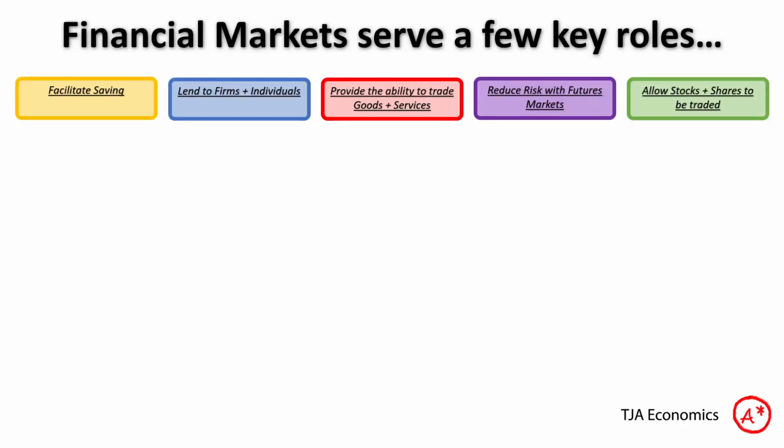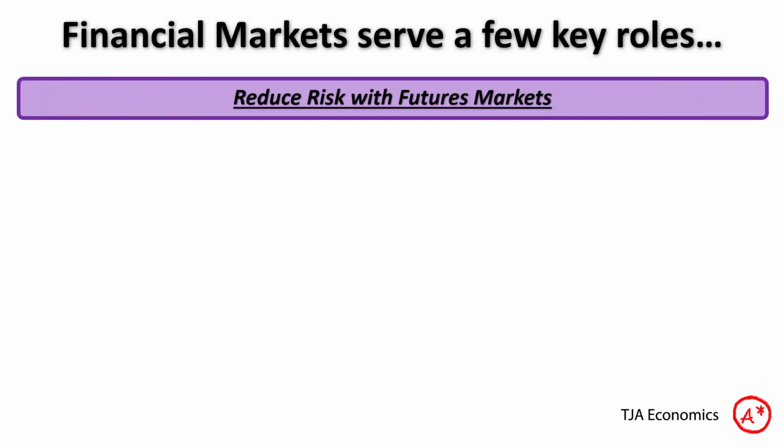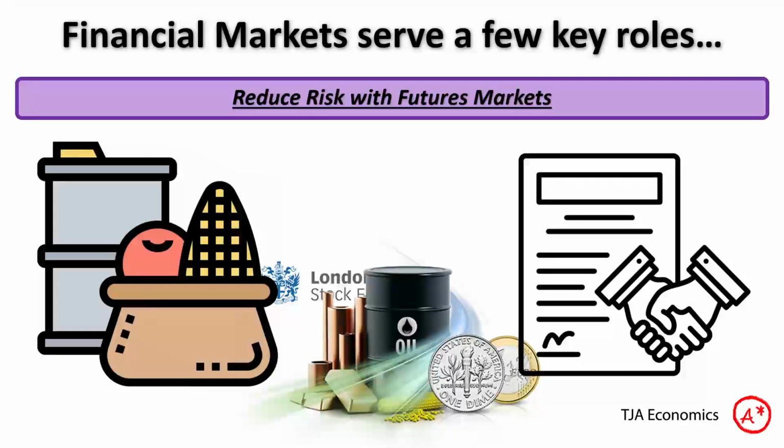So, our fourth key role then, reducing risk with futures markets. If you're a firm that buys or sells a commodity like oil or corn or soybeans or anything like that, it can be quite tough if you have a volatile price. You do not know what the price of oil is going to be in a year. No one does. You can guess, but you can't really know it. And so a futures contract basically allows you to set the price of that commodity a year in advance, a couple of years in advance, however long you want in advance. And financial markets allow us to do that.